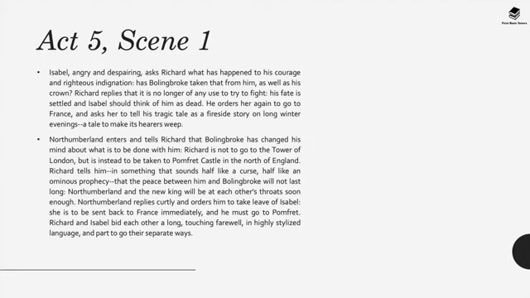Northumberland enters and tells Richard that Bolingbroke has changed his mind about what is to be done with him. Richard is not to go to the Tower of London, but is instead to be taken to Pomfret Castle in the north of England. Richard tells him, in something that sounds half like a curse, half like an ominous prophecy, that the peace between him and Bolingbroke will not last long. Northumberland and the new king will be at each other's throats soon enough.